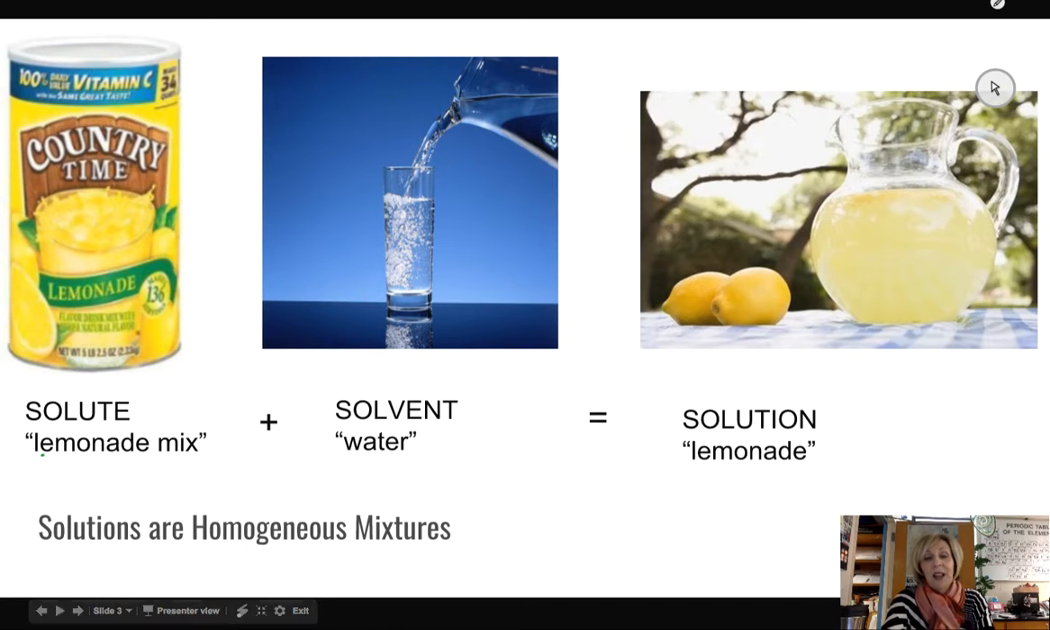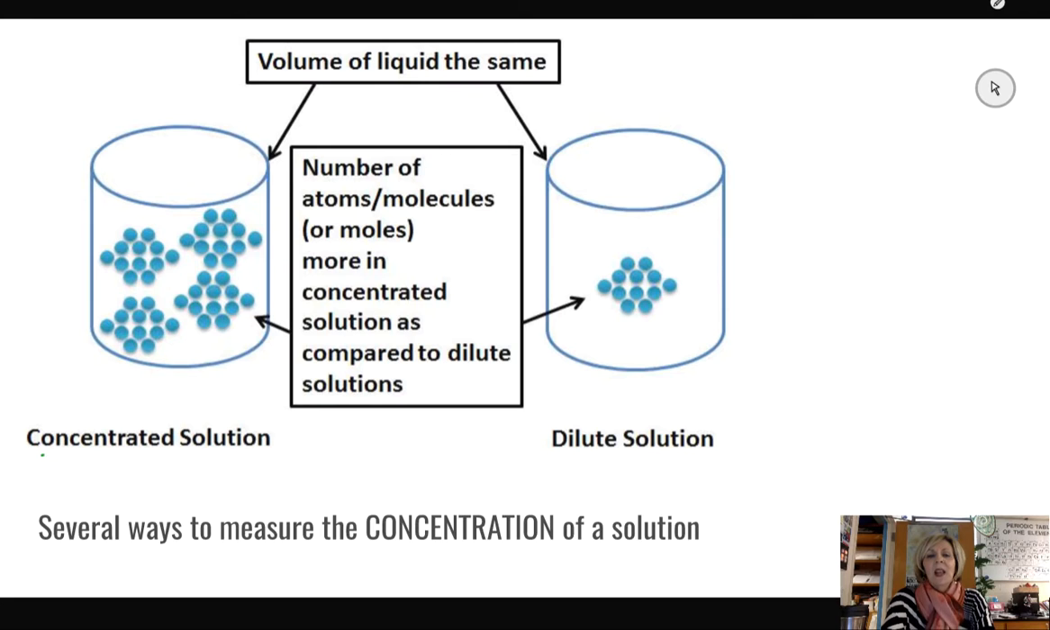So a solution is actually a homogeneous mixture. You may remember that from earlier in the year. A concentrated solution is going to have more molecules or more moles of solute than a dilute solution. If you have the same liquid in both of these containers, clearly I have less of the solute over here, so this would be a more dilute solution and this would be a more concentrated solution.